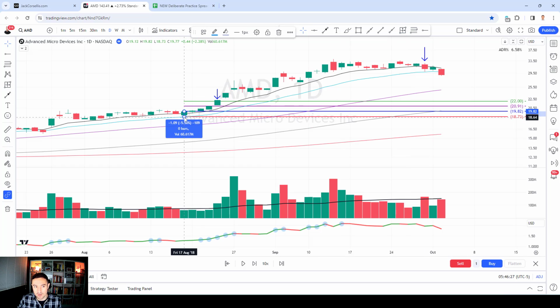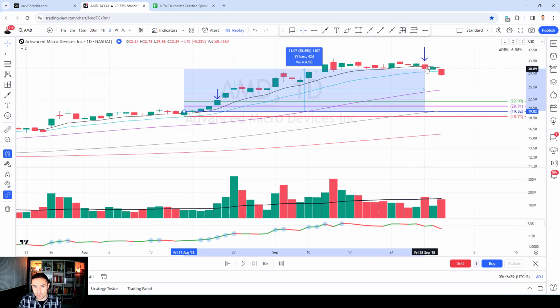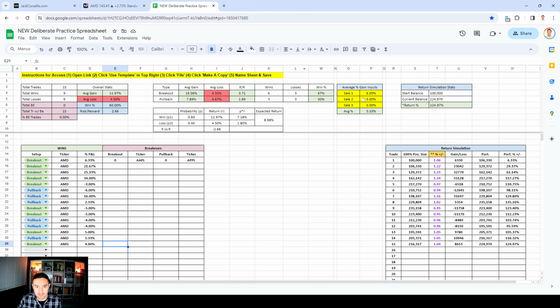Initial risk 5.5%, so we're free rolling at 11%. So we've got 11, 55, 46. So we go here, we go 11, 55 and 46, 37%, the average gain there, and that's going to be a breakout trade. So we go here.